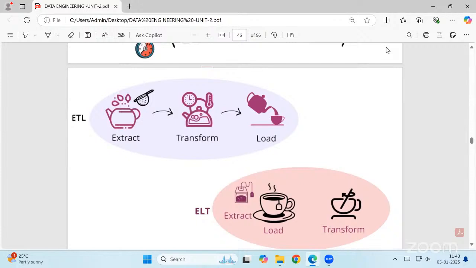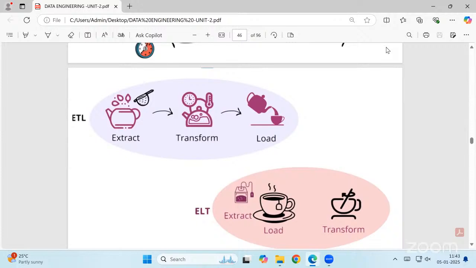Extract, and what do we need? Tea powder, milk, all these ingredients we need to extract and put in a kettle. Then what is this? Transform. It takes time. Boil it for some time and you will get it prepared. Once the tea is ready, what do we do? Serve it in a cup. So these are raw facts: extract the content, transform it into the format that we want, and send it to the other phase. This is extract, transform, and load.